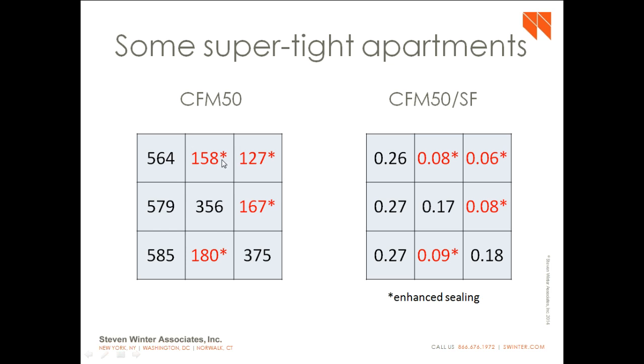403. So 4 out of 9 of these apartments received enhanced air sealing, and the numbers are really a lot lower than the unsealed apartments. You can see in terms of CFM 50 per square foot, they're all below 0.1 CFM 50 per square foot, which is a lot lower than many apartments can achieve.